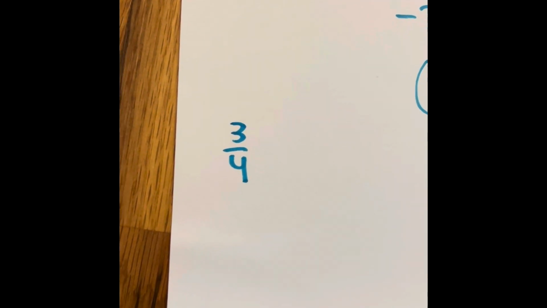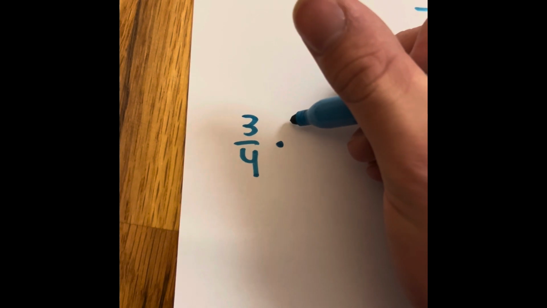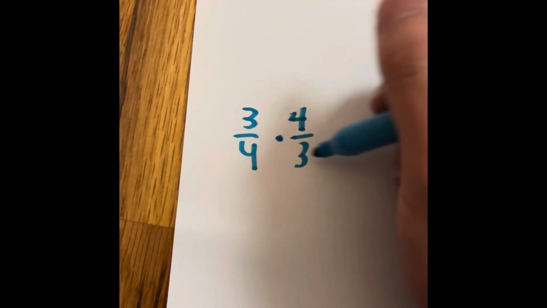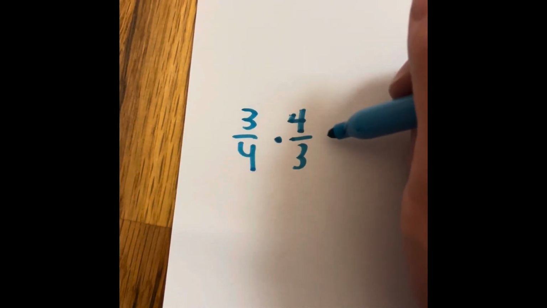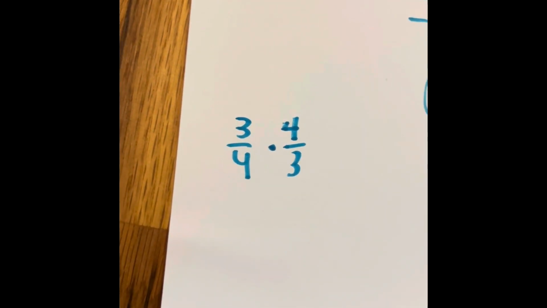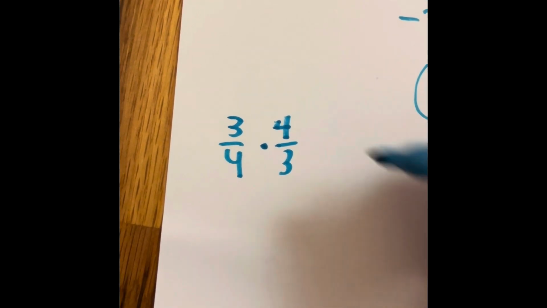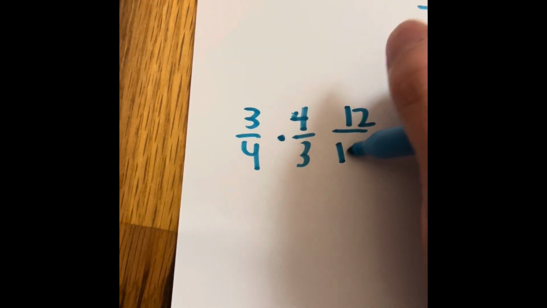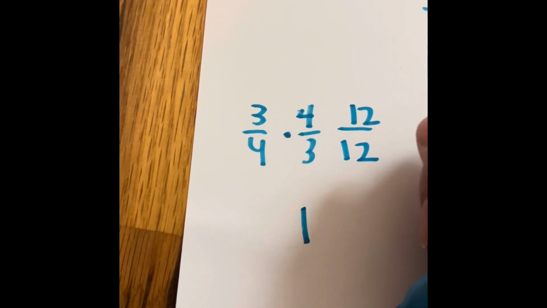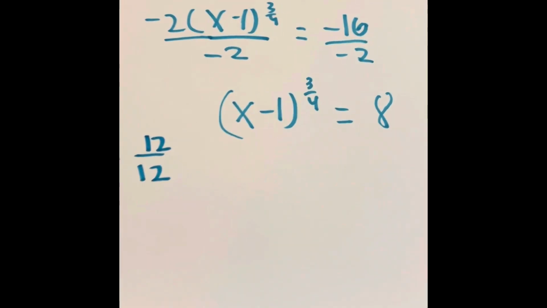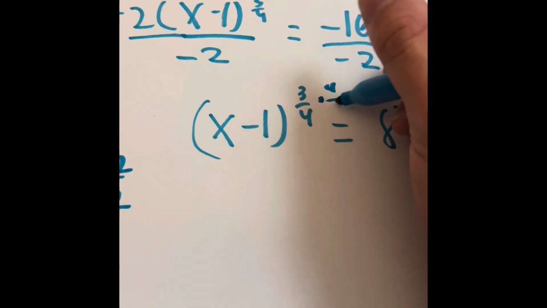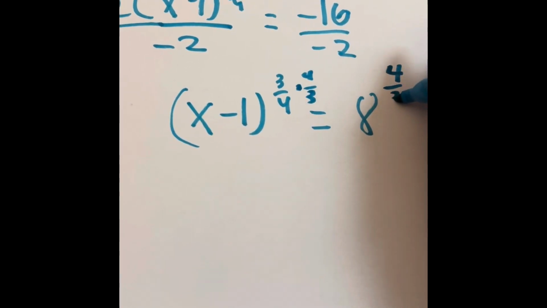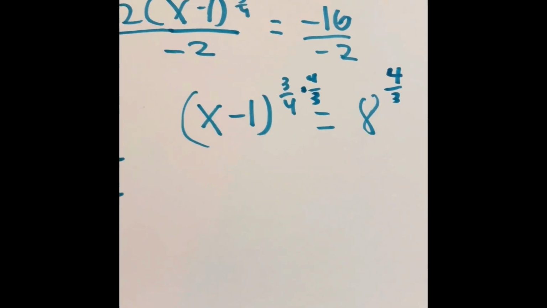Well, what we could do is multiply by the reciprocal, the fraction 4 over 3. 4 times 3 and 3 times 4 equals 12, and 12 over 12 is 1. So, if we multiply this side by 4 over 3, and multiply the exponent by 4 over 3, guess what happens? Kaboom!